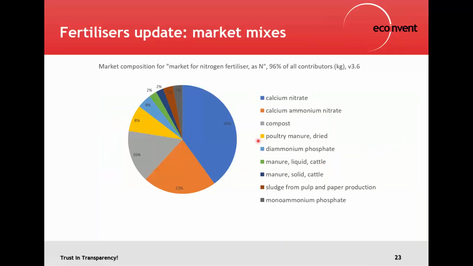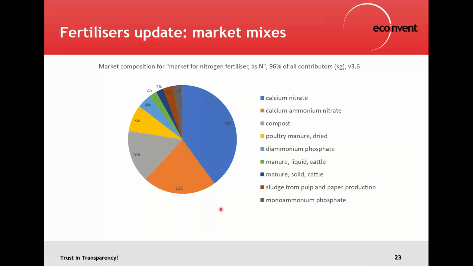Let's look at what it means in terms of results. What we are seeing here is the market composition for nitrogen fertilizer in version 3.6. We already had a generic product called nitrogen fertilizer as N in version 3.6, but it was grouping, as you can see here, organic and mineral and inorganic fertilizers. 70% of the market was mineral, the rest was a mix of organic and organominerals.